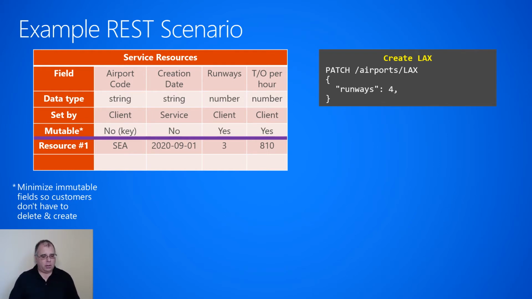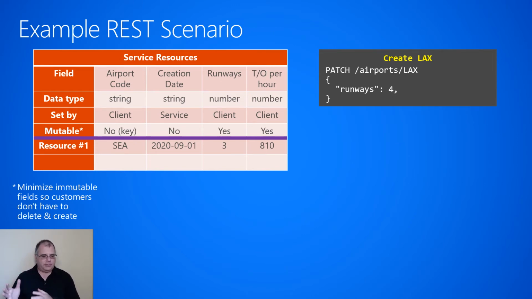And then I do have an asterisk here to call out that it's recommended that you minimize the amount of immutable fields so that customers don't have to delete and create. So if you had some other immutable fields here, probably not creation date, but something else that you marked as immutable, if the customer wants to change it, because you marked it as immutable, they can't. But what they can do is they can delete the resource and create a new one, and that gives them the ability to change it. Well, if that's okay for your service, then you might as well just let the field be mutable in the first place.